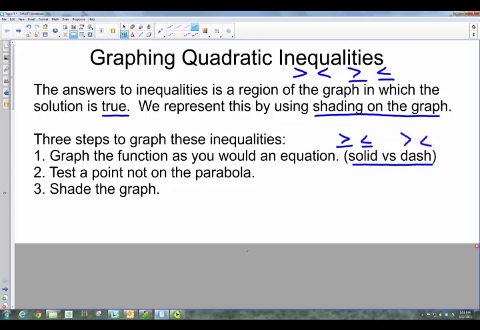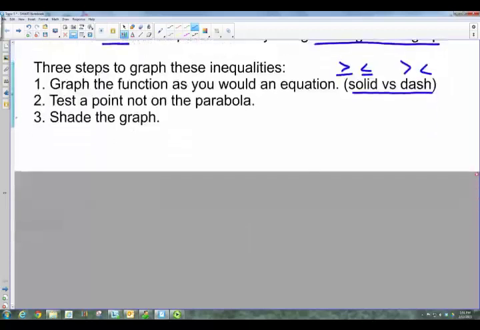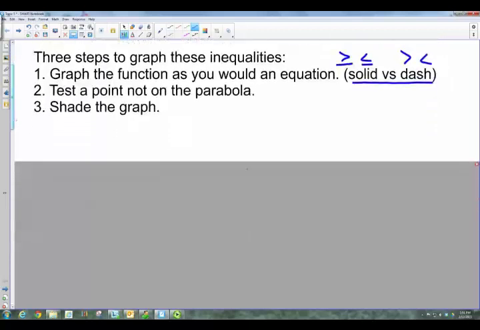Now the second thing you're going to do is test a point that's not on that parabola. You pick any point not on that barrier line and you substitute it into the equation. And then the third step is you're going to shade that graph. We'll see these 3 steps in action as we go forward, but those are the 3 that we want to use. Okay, so keep those in mind.